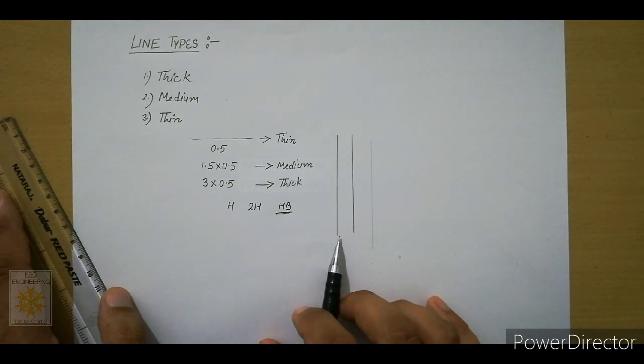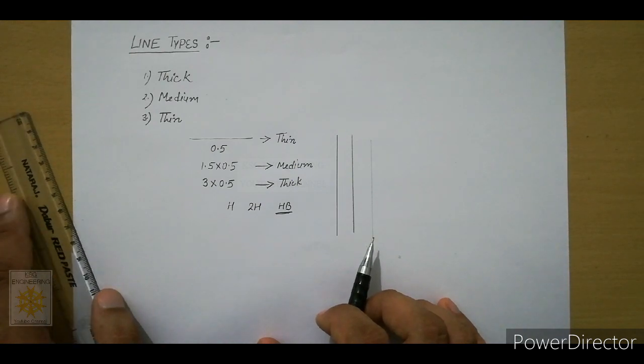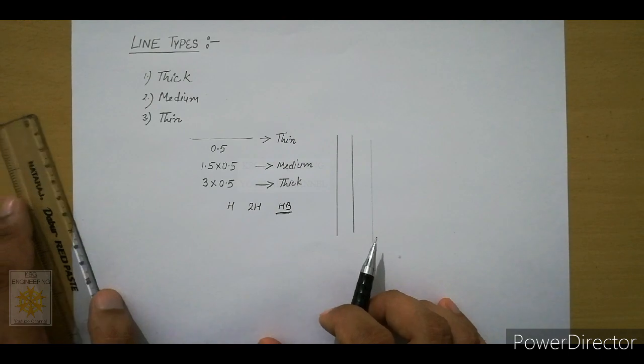So we have seen the construction of these two lines. Now we will discuss the construction of other lines. So now I will talk about the construction of the dashed medium line, which is used for hidden lines.